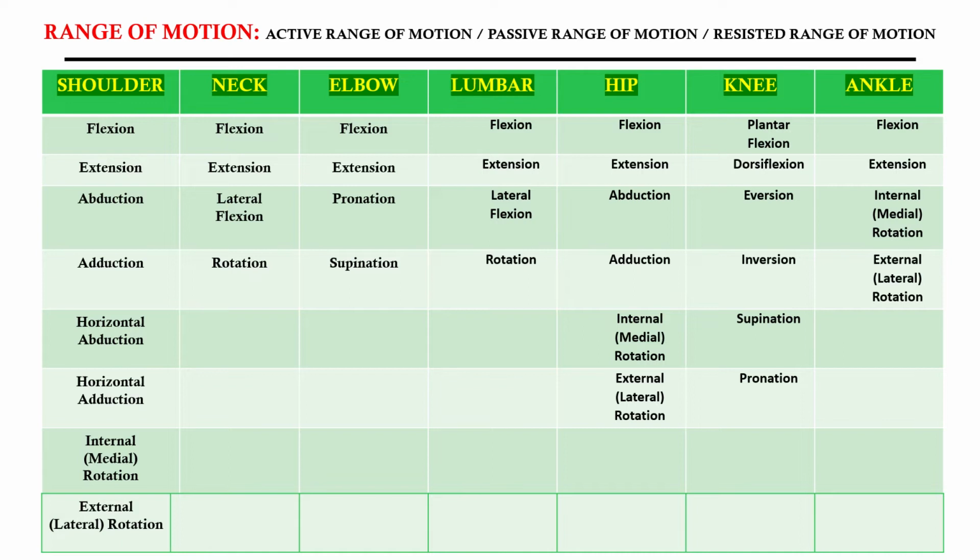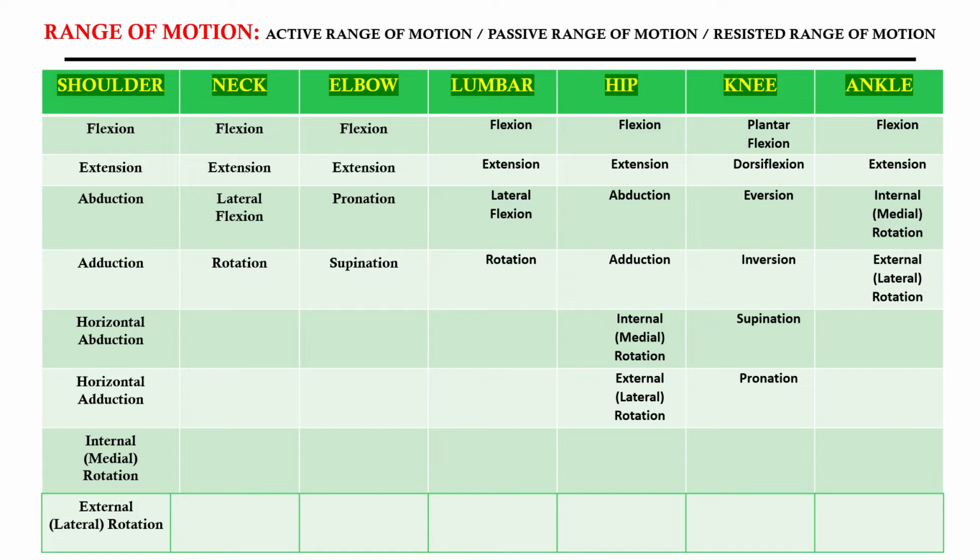For the lumbar range of motion, you should learn all these movements so that you will be able to perform or show to your client the movements. The lumbar movements are flexion, extension, lateral flexion, rotation. For the hip range of motion, you should learn all these movements so that you will be able to perform or show to your client the movements. The hip movements are flexion, extension, abduction, adduction, internal or medial rotation, external or lateral rotation.